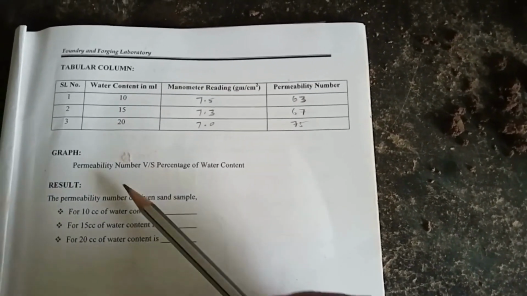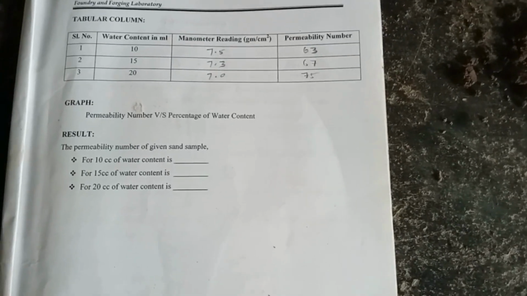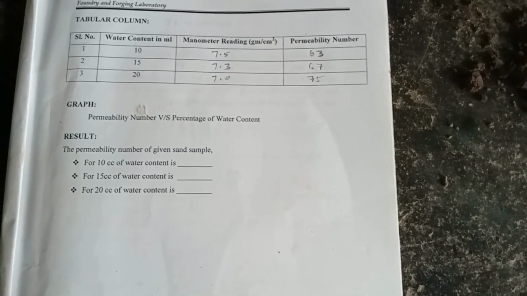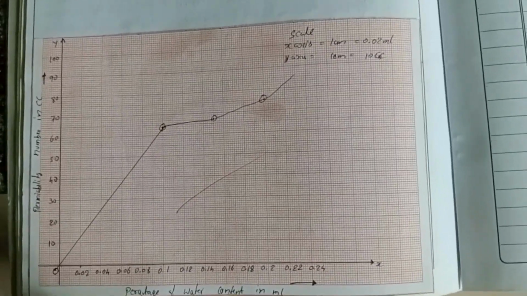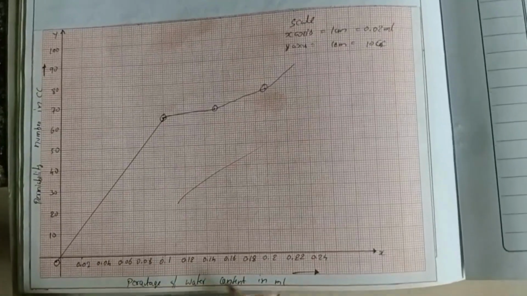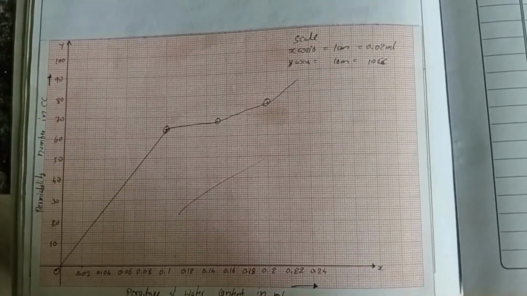Next, we need to draw the graph of permeability number versus percentage of water content. You can observe here, like this, we need to draw the graph of percentage of water content versus permeability number.